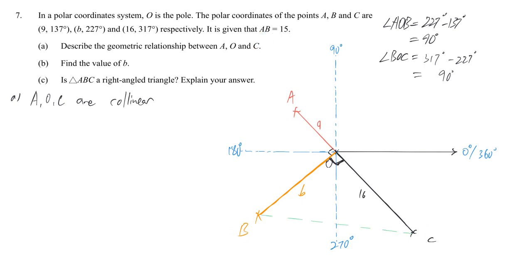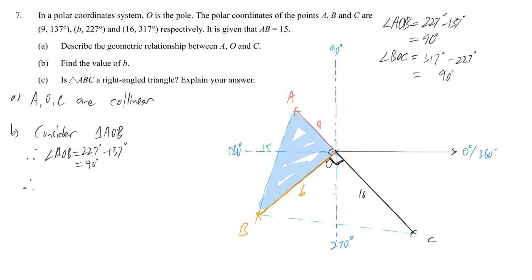Also, it's given that AB, from point A to B, is 15. So basically, we have a right angle triangle: we have 9, we have 15, and then B is the rest, so it's not difficult to find out. We just need to consider triangle AOB. We already know this angle is 90 degrees, since angle AOB is equal to 227 degrees minus 137 degrees, which equals 90 degrees. Therefore, we can draw the conclusion by Pythagoras theorem. B squared together with 9 squared, the shorter lengths squared together, is equal to the longest length squared. So B squared is equal to 225 minus 81. B squared equals 144, and finally we can conclude B equals 12 or B equals negative 12. But this is not realistic because B is a length. So B is 12.